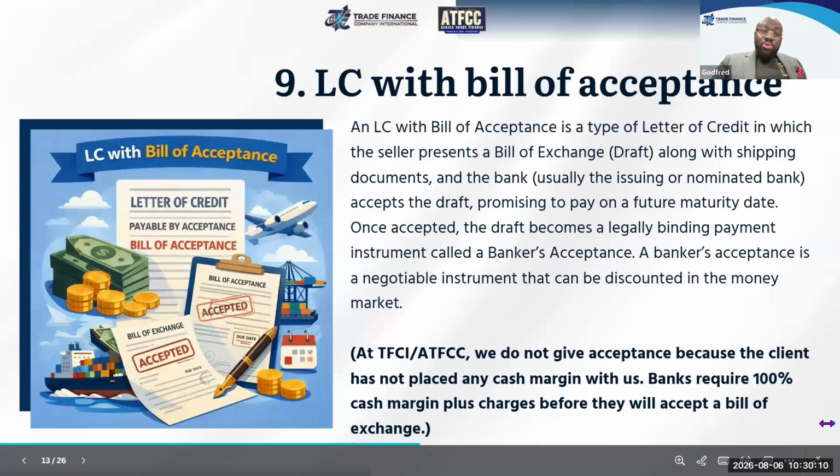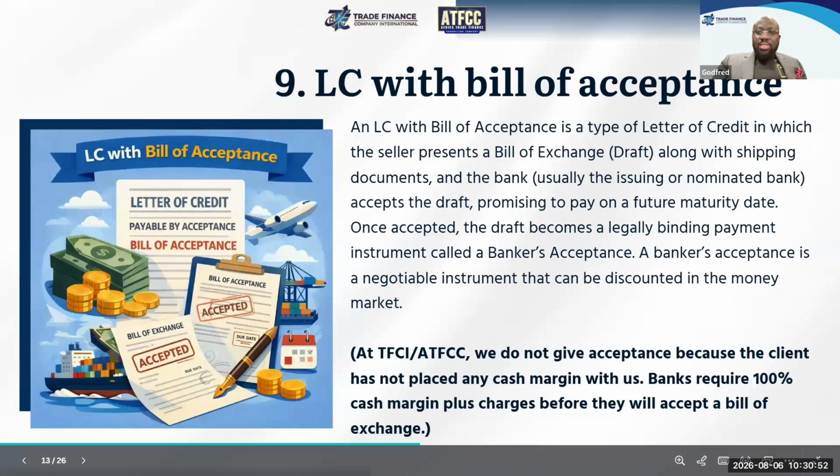Normally, when goods are shipped by the supplier, the supplier will present the shipping documents along with bills of exchange or bills of acceptance. If the issuing bank reviews the documents and they are acceptable and compliant, they will then accept the bills of exchange. That is what we call the acceptance, meaning that they have agreed to make the payments either immediately or within the deferred period. So an LC with bill of acceptance or bills of exchange, this is what it basically means.